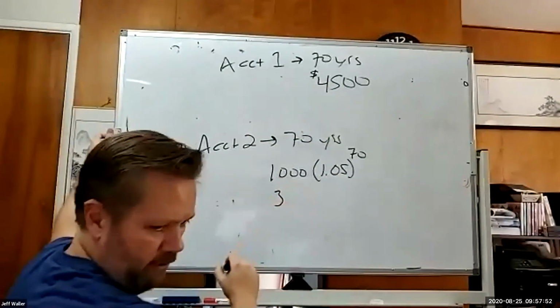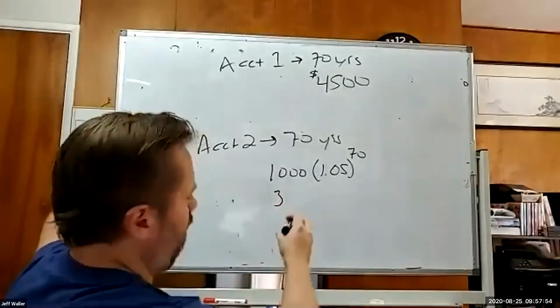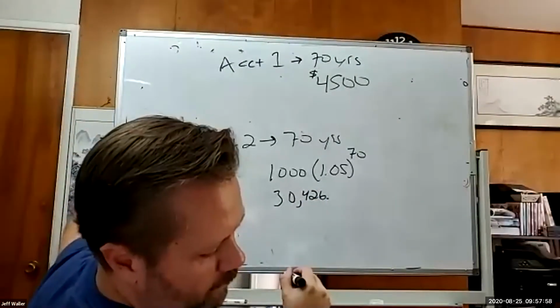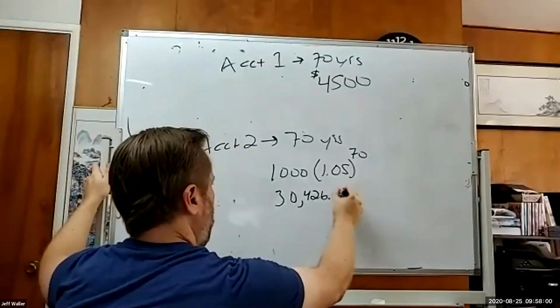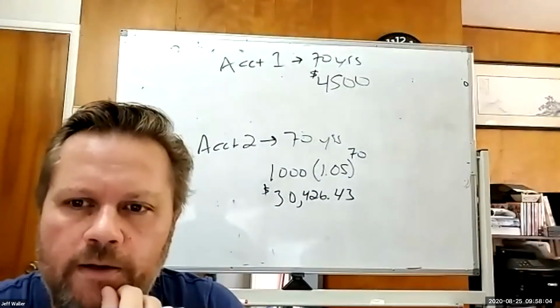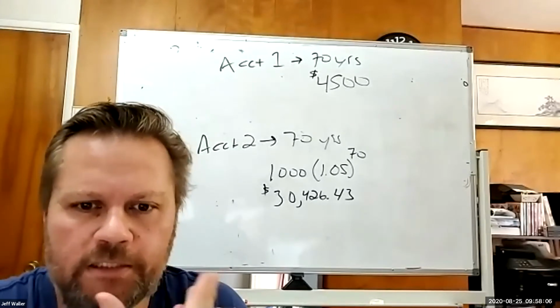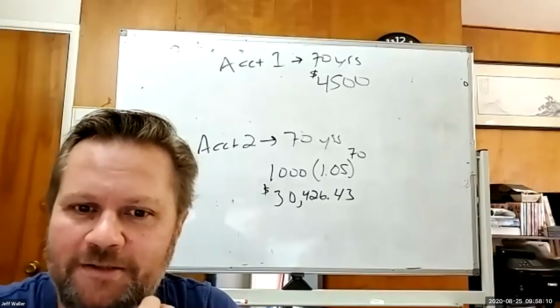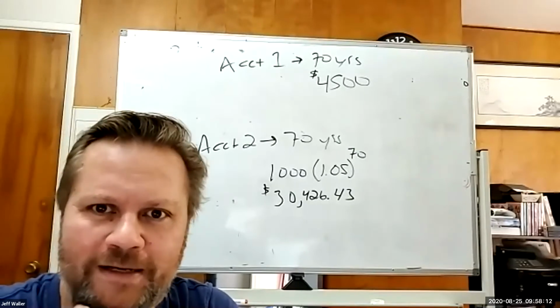I get $30,426.43 rounding. That's a difference of like $25,000. Do you follow me?